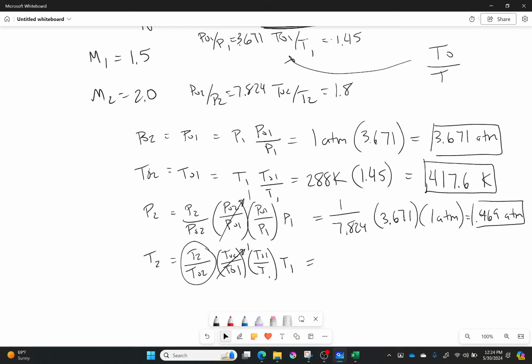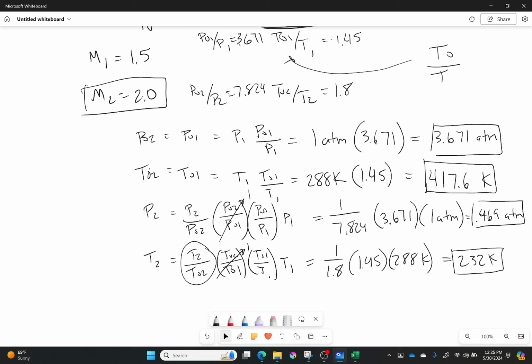Okay, now let's try the second one. So I've got T2 over T02, so that's the inverse. So I have 1 over 1.8 times 1.45 times 288 Kelvin. And that comes out to be equal to 232 Kelvin. So the static pressure and the temperature both dropped, and that is what I expect. So I have everything here. I've got my final Mach number, got that earlier. I have all the values, and we are done. This is it.